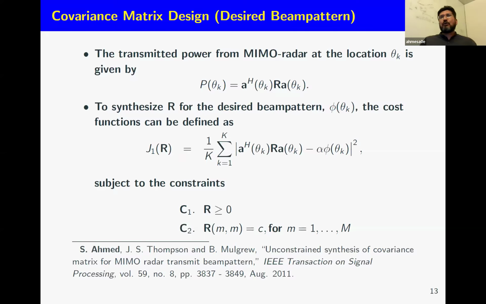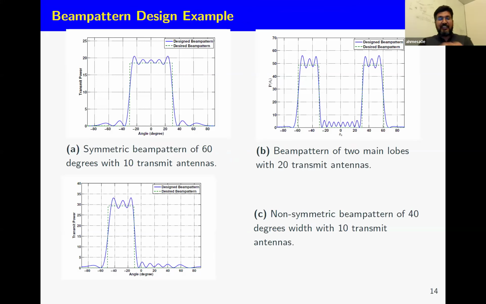Once we have the covariance matrix, the second work is to design the waveform. I have provided a few examples here. The green curve shows the desired beam pattern, and the blue curve shows the beam pattern that we have achieved using our algorithm. Here, I wanted to transmit my power from -30 to +30. Here, I wanted to transmit power into the side lobes. In the third one, I want to transmit my power asymmetrically, only in one direction, and we have achieved this.